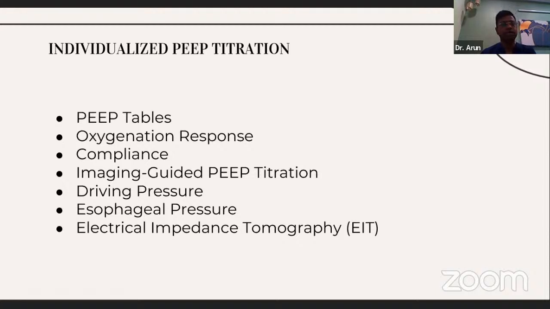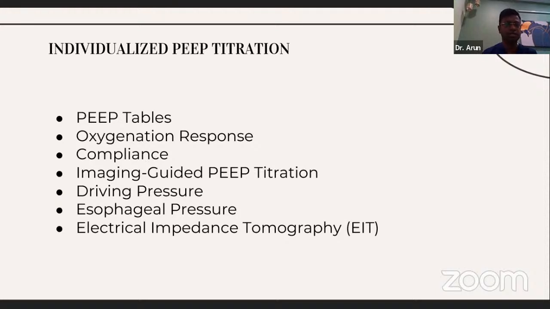Next, individual PEEP titration. How to set PEEP for your patient. If you see in the beginning, we were using PEEP tables, which are based on FiO2. We have to increase the PEEP according to the table they recommended. This is easy to use, but PEEP tables don't take account of lung recruitability, and the individual response to PEEP varies widely from patient to patient. That is the drawback with following PEEP tables.